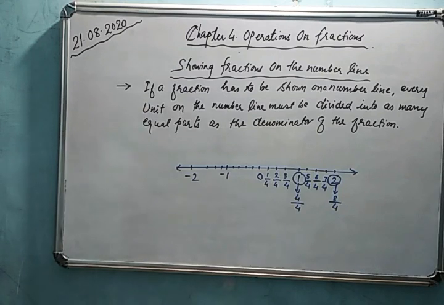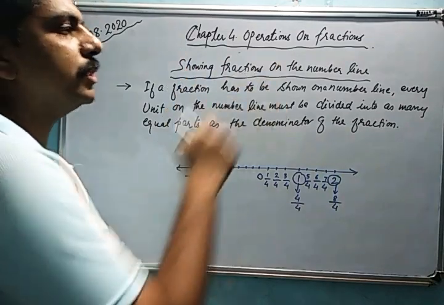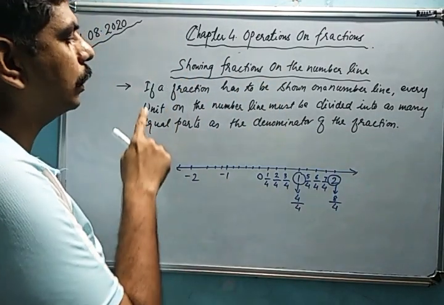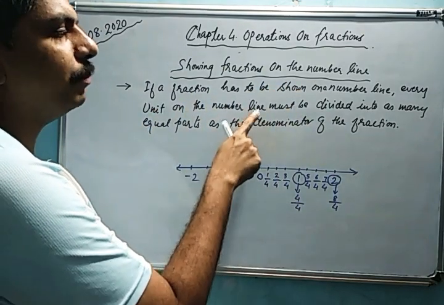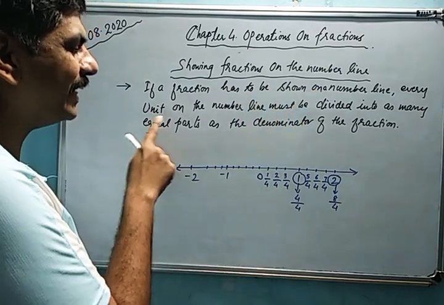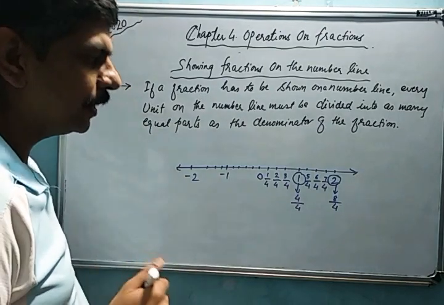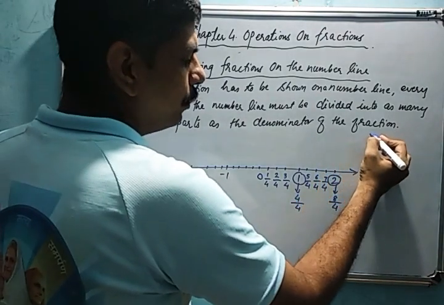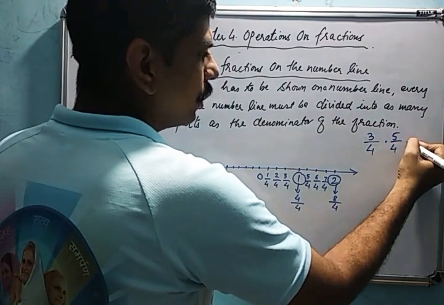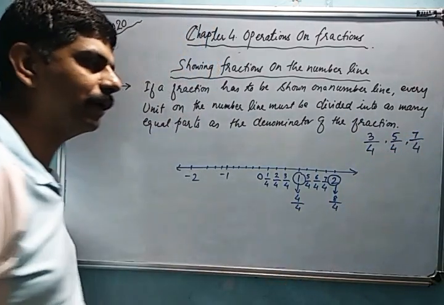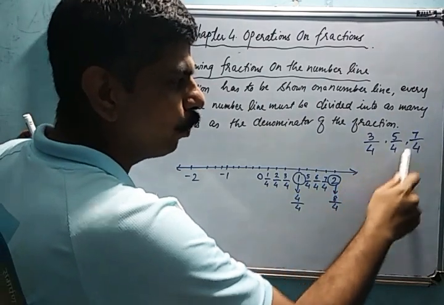Students, now we will see the next topic, showing fractions on the number line. If a fraction has to be shown on a number line, every unit on the number line must be divided into as many equal parts as the denominator of the fraction. So for example, suppose I have here the numbers 3 upon 4, 5 upon 4 and 7 upon 4 as an example I have taken. So that means my fractions are with the denominator 4.